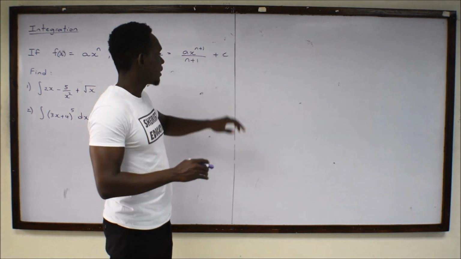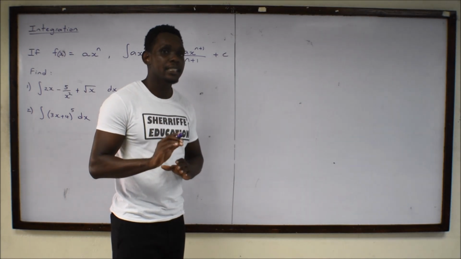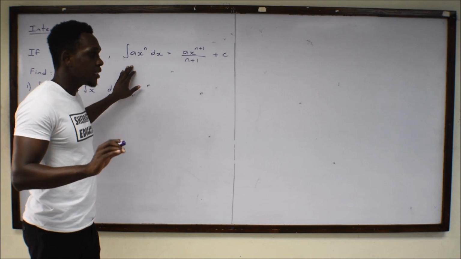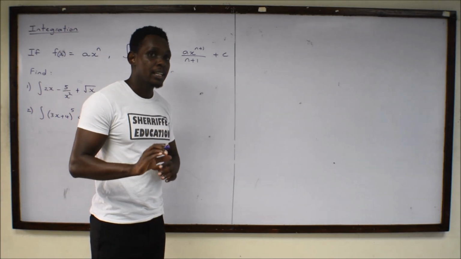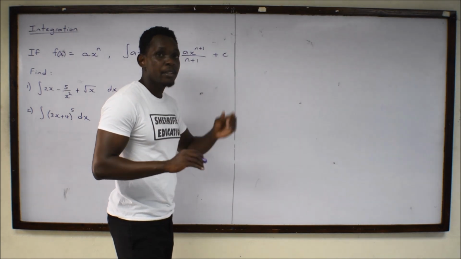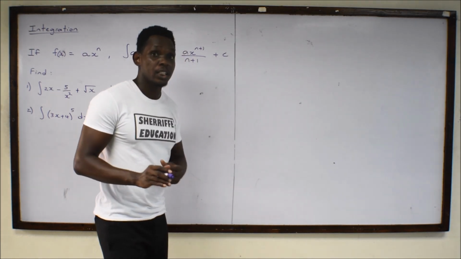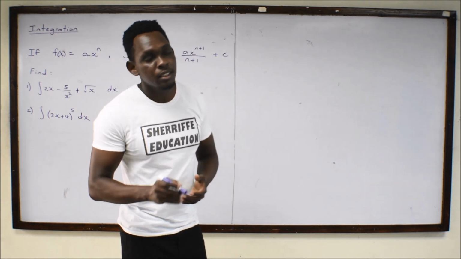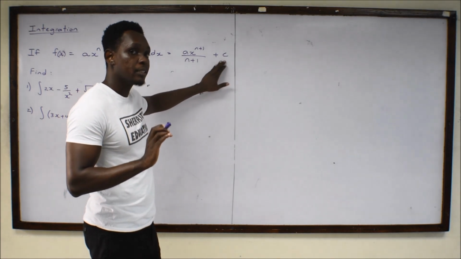Now this plus c here is very important, especially when we're talking about indefinite integrals. This here is an indefinite integral. Once you don't see any number here, then we have an indefinite integral, and in that case it is very important that you put plus c. This c is called a constant of integration, and its function is to represent any potential constant that we may have lost during differentiation.